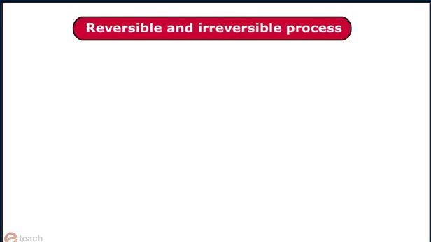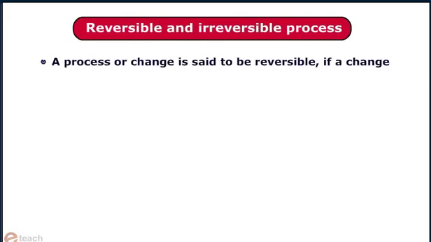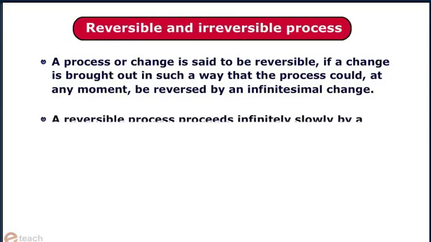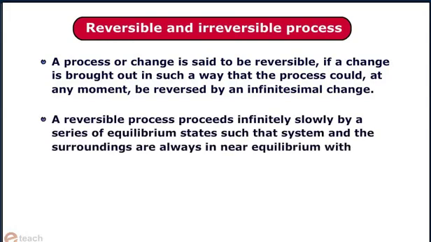Let us see reversible and irreversible process. A process or change is said to be reversible if a change is brought about in such a way that the process could at any moment be reversed by an infinitesimal change. A reversible process proceeds infinitely slowly by a series of equilibrium states such that the system and the surroundings are always in near equilibrium with each other.